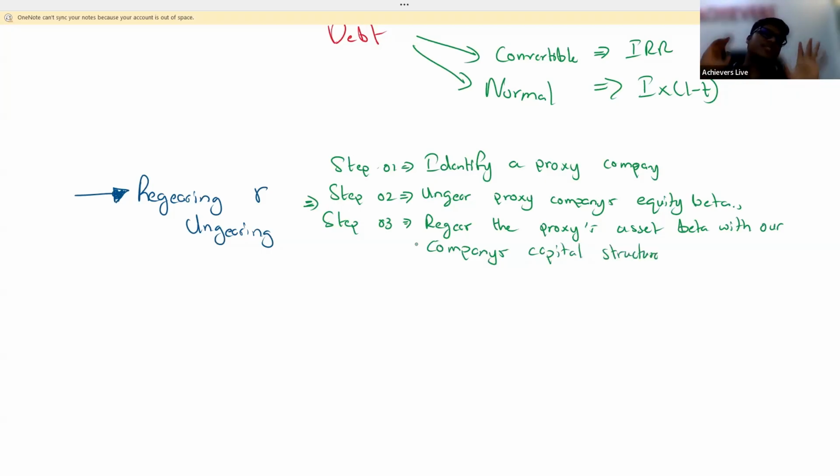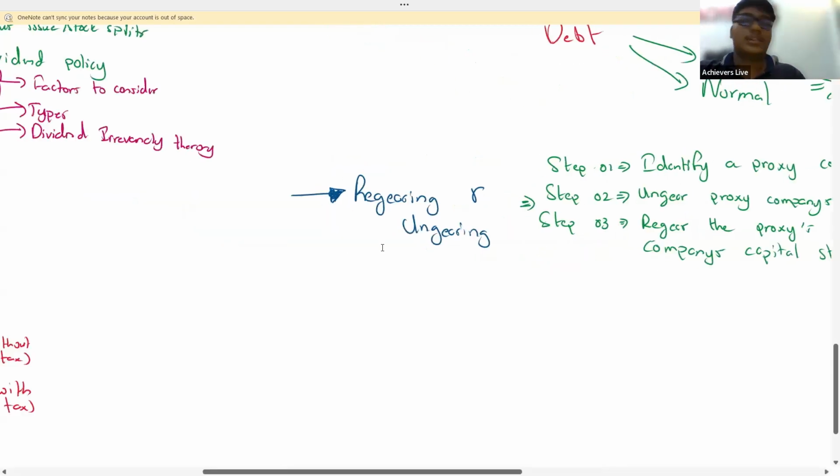Simple three steps, guys. You don't need to overcomplicate. Only three things. In the examination, the examiner will give you the proxy company, so only two steps are there. Very simple. If you re-gear it, what are you getting? You will get equity beta. Equity beta is our company's risk in the new industry. So it will include both the business risk and the financial risk.